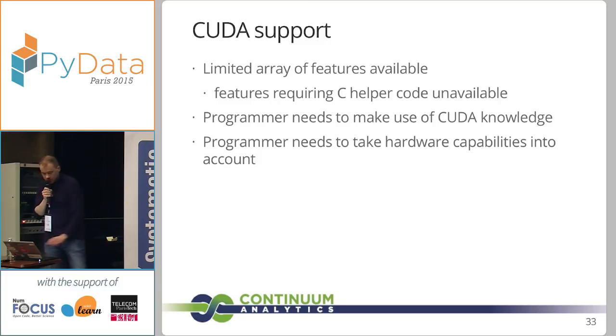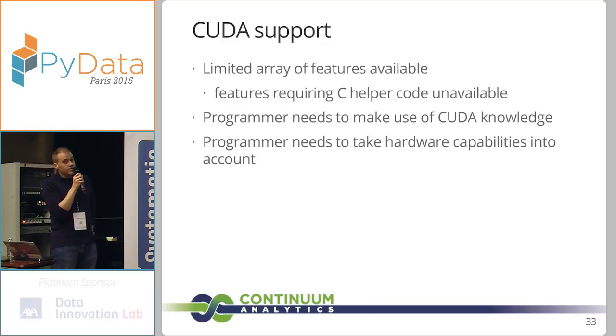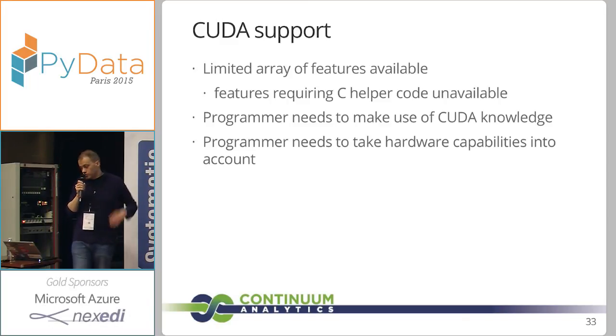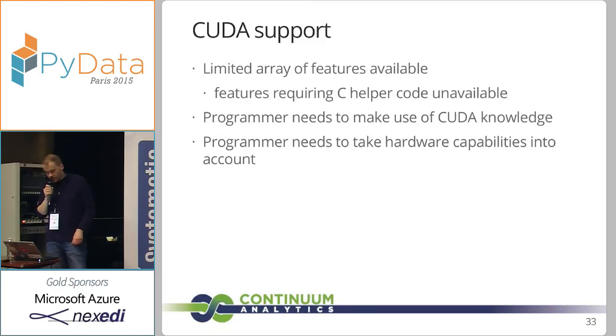So there's a limited array of features available, as I mentioned at the start. The problem is that some of our features require some C helpers. There are other reasons. For example, our random generator is a Mersenne twister, and this has a very large state which doesn't really work well on a GPU. Also the programmer needs to make use of CUDA knowledge, because we don't hide the fact that there are grids of threads and so on. And the programmer, if they want to have optimal performance, needs to take the hardware capabilities into account.